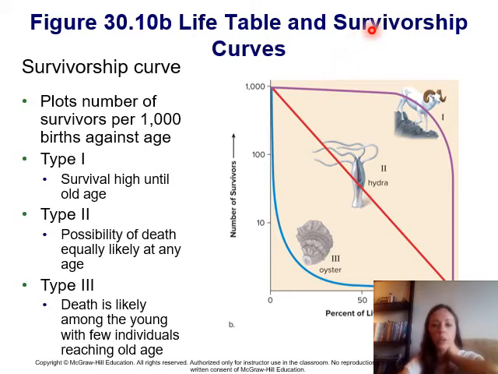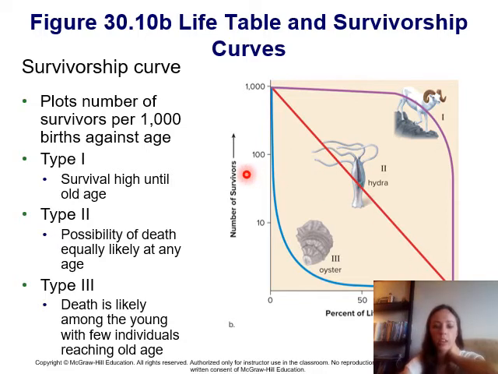Dowel shapes show a type 1 survivorship curve, shown by this purple line here. And this means that most individuals die when they are older. The Hydra shows a type 2 survivorship curve, shown by this red line here. And this shows that the Hydra has an equal opportunity of dying at any stage of life.